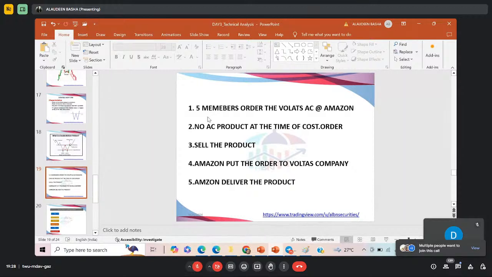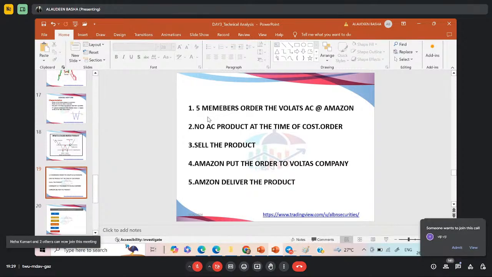This is the basic process of all e-commerce like Flipkart, Myntra, Ajio, Amazon, etc. This kind of trading is called sell to buy. First they sell the product to the customers without having it. After that they buy from the vendor and deliver to the customers.